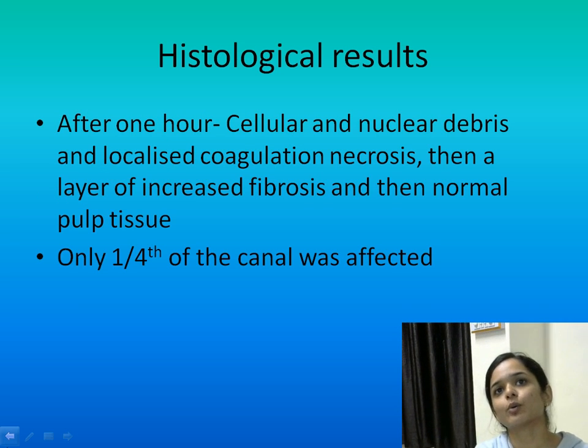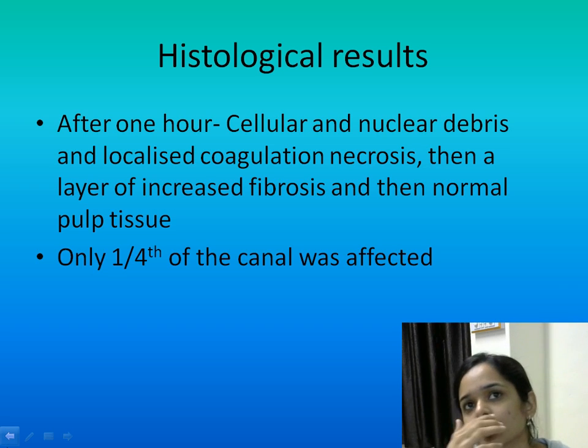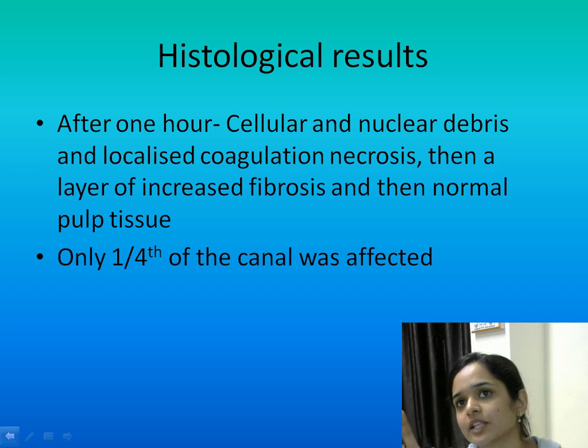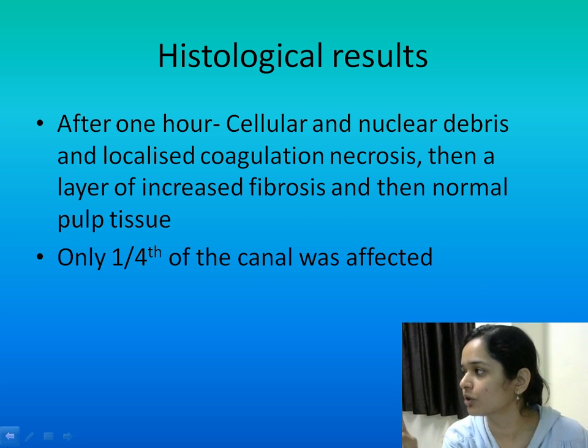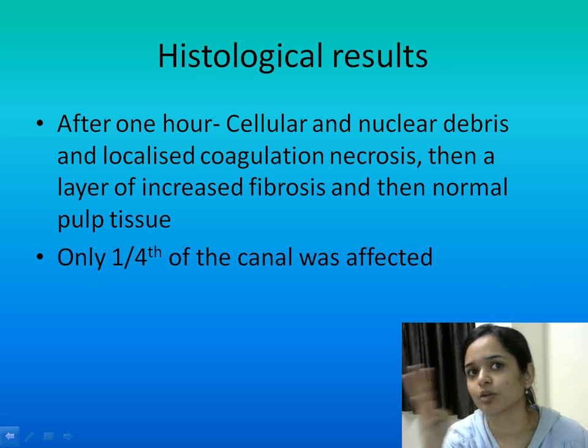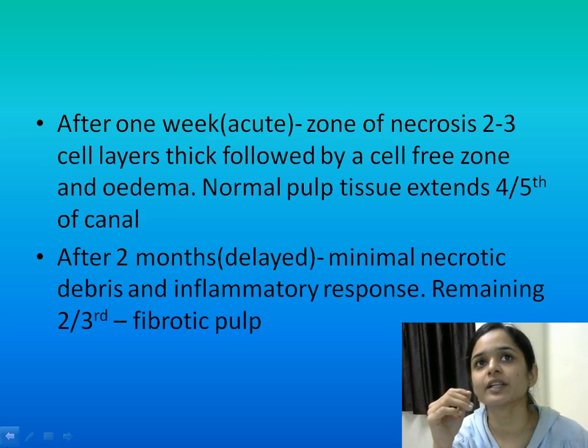Histological results after 1 hour. The zones which we saw for Formocresol were fixation, necrosis, vital tissue. For here it will be cellular and nuclear debris, localized coagulation necrosis, then a layer of fibrosis, which was not there in Formocresol, and then normal pulp tissue. Debris, necrosis, fibrosis, normal pulp tissue. Only 1/4 of the canal was affected.